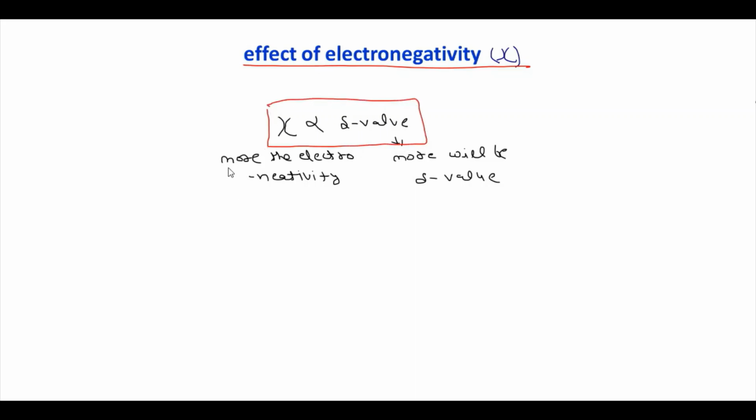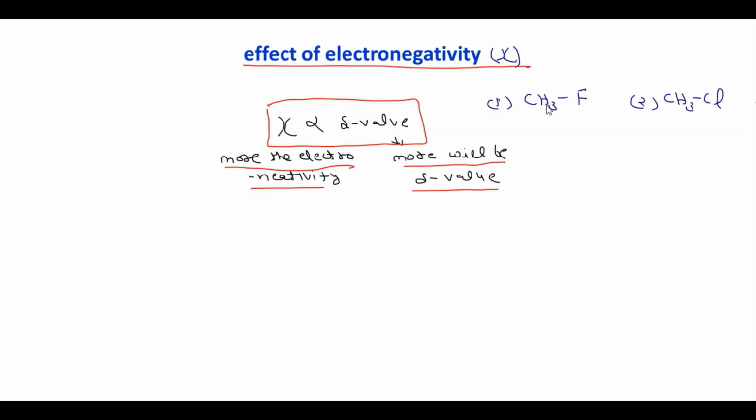That means as the electronegativity of an atom increases, the delta value will also increase. Let us understand it by taking an example. Suppose I give you two compounds, CH3F and the second one CH3Cl, and I ask you which has the greater delta value. What will you say about the delta values of these two compounds?